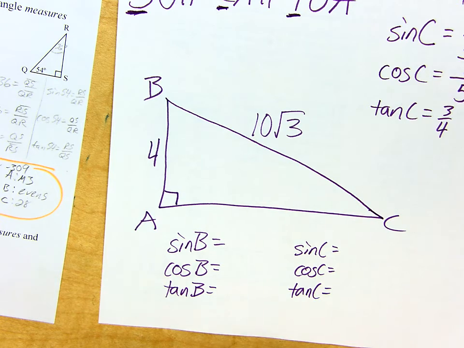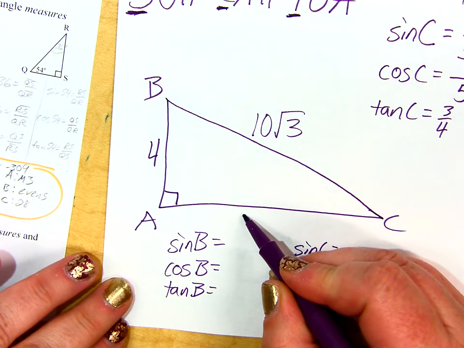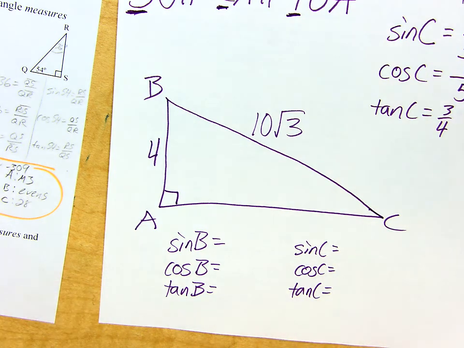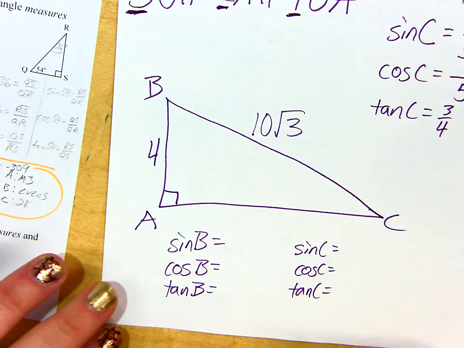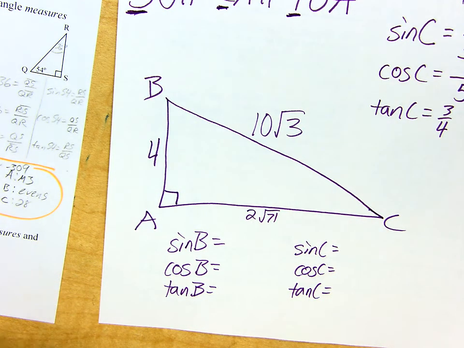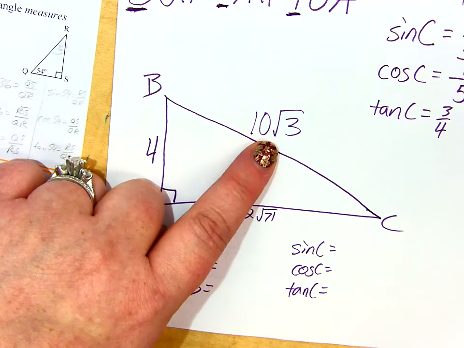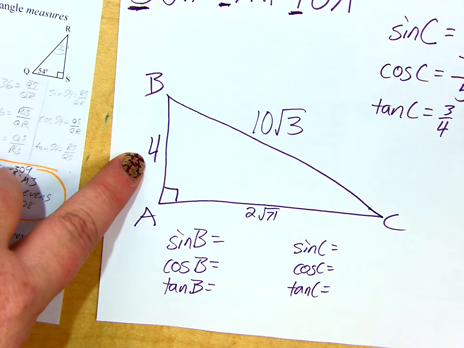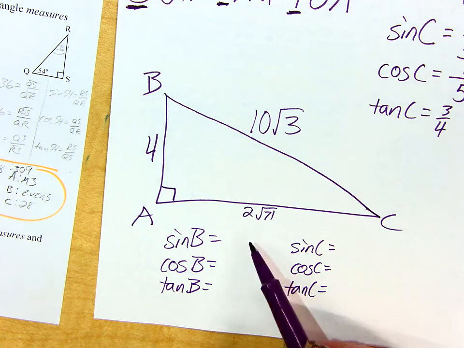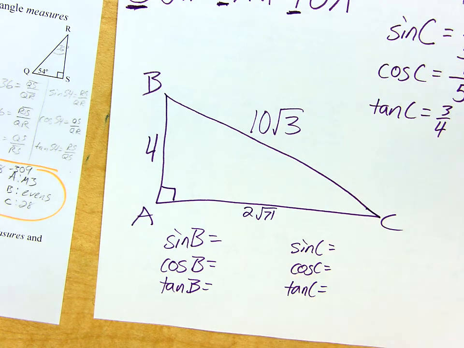Does everybody have an answer for AC? Yes, I have 2 root 71. C squared gets you 300. A squared gets you 16. So take 16 off of 300, you get 284. And then you need the square root of that, which simplifies to 2 root 71. So now I have all the pieces. I should be able to find sine, cosine, tangent.